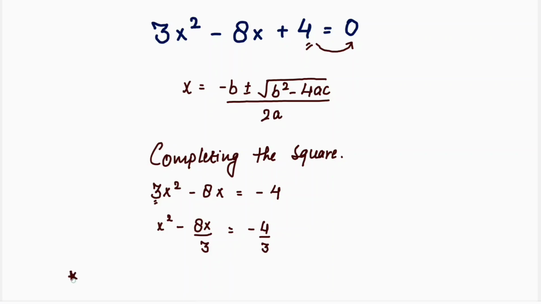Next is the most crucial step. Take this coefficient of x and divide it by 2. Now on both sides add its square.